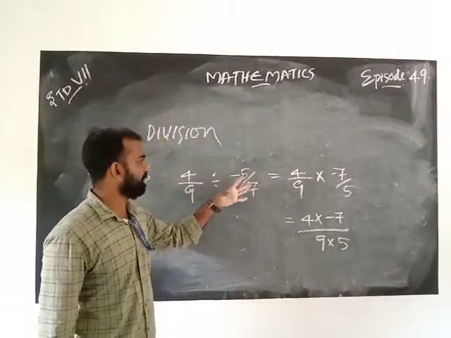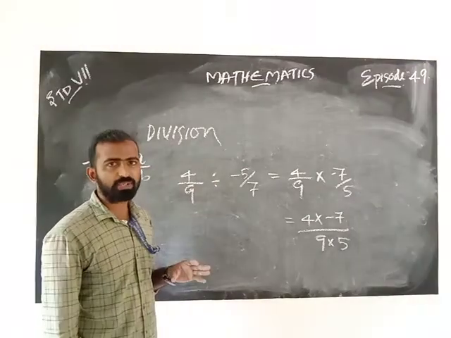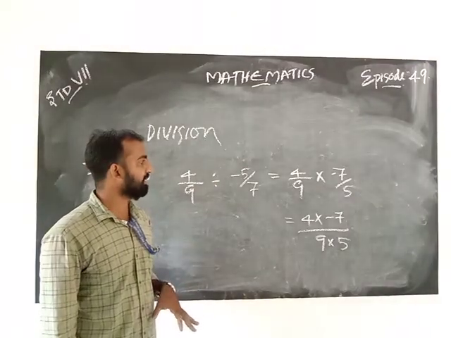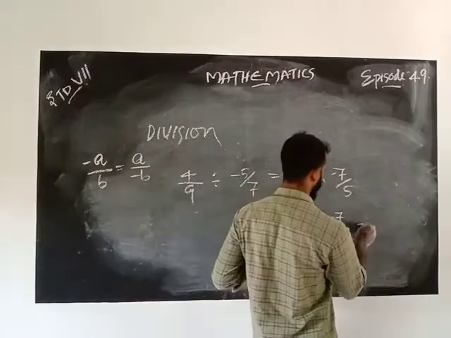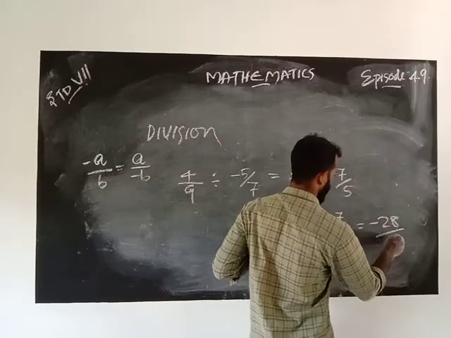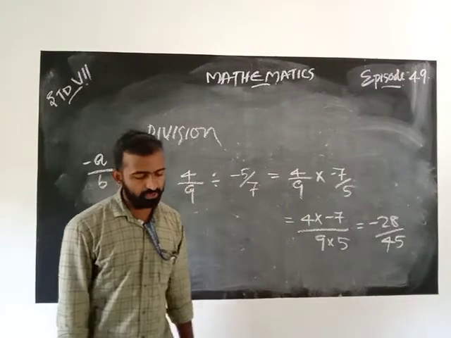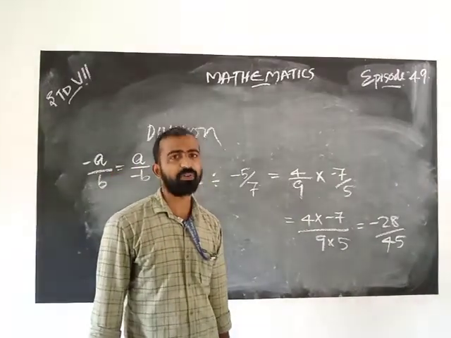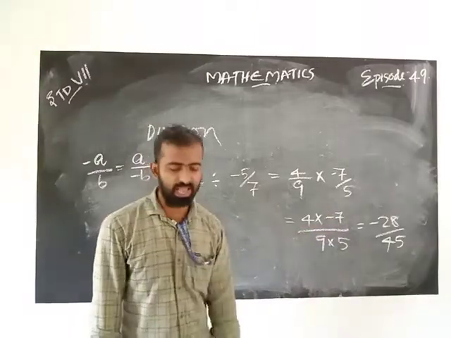The reciprocal of negative 5 by 7 we can also say is 7 by negative 5. That gives negative 28 by 45. The answer is negative 28 by 45. That is the answer.